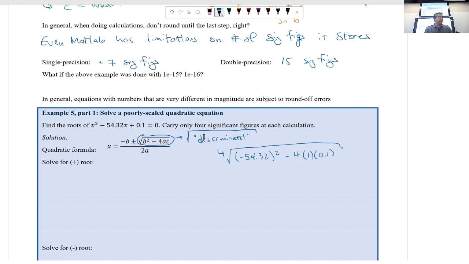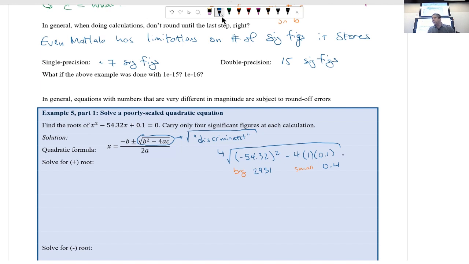If I look at what these numbers turn out to be, then I have a big number and I have a small number. The big number ends up being 2951 if I carry 4 sig figs, like the problem told me to do. And the small number ends up being 0.4 exactly.